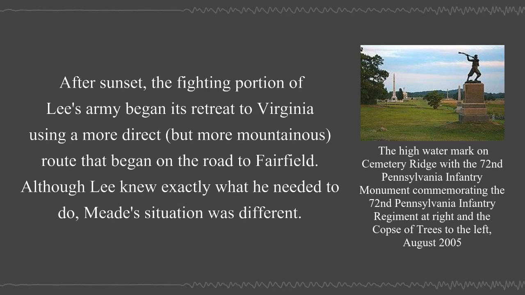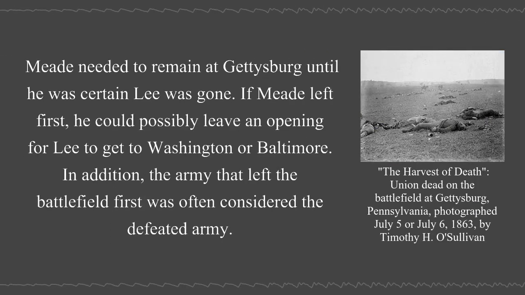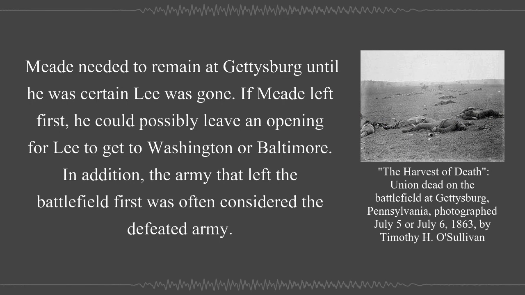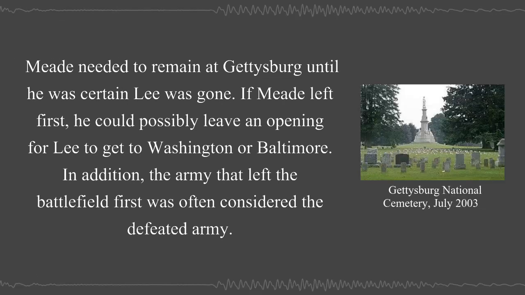Although Lee knew exactly what he needed to do, Meade's situation was different. Meade needed to remain at Gettysburg until he was certain Lee was gone. If Meade left first, he could possibly leave an opening for Lee to get to Washington or Baltimore. In addition, the army that left the battlefield first was often considered the defeated army.